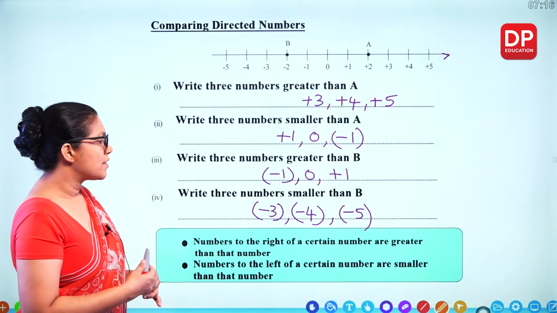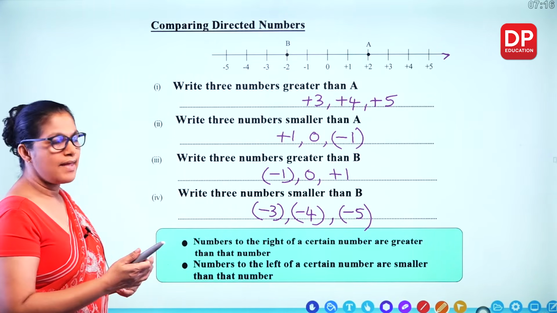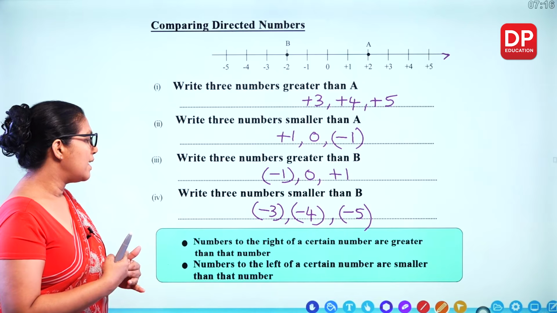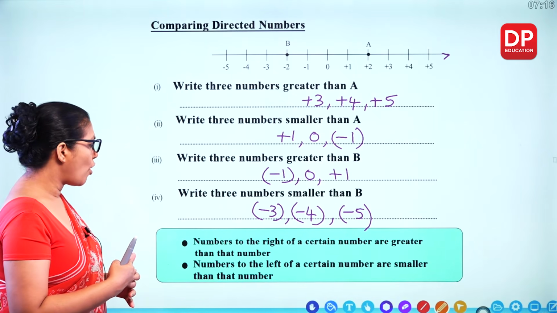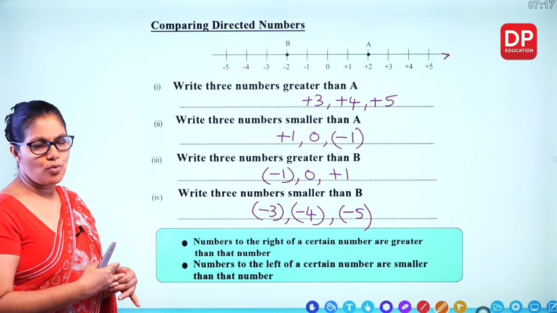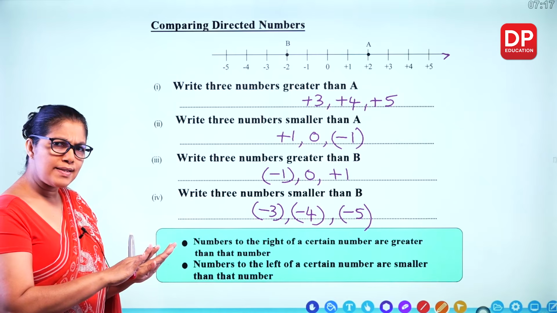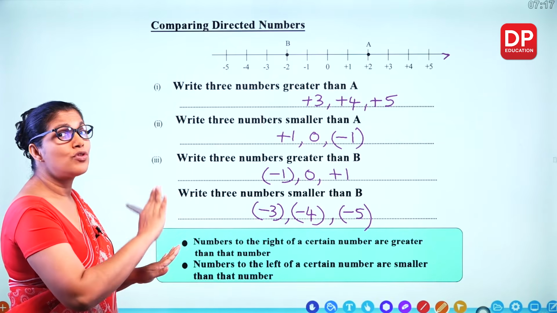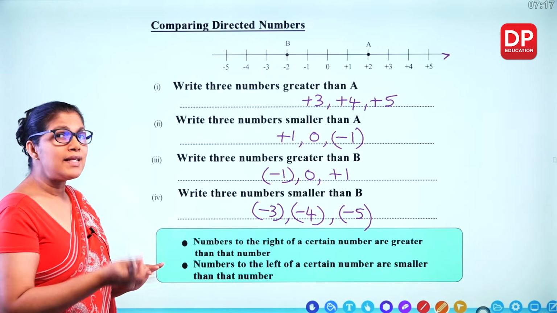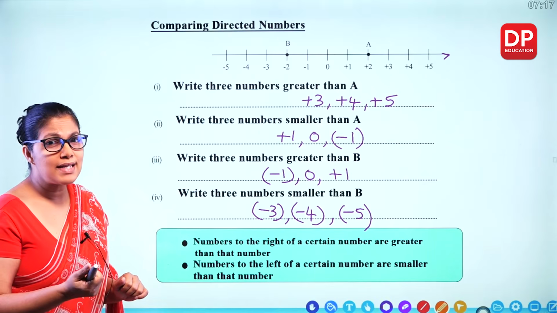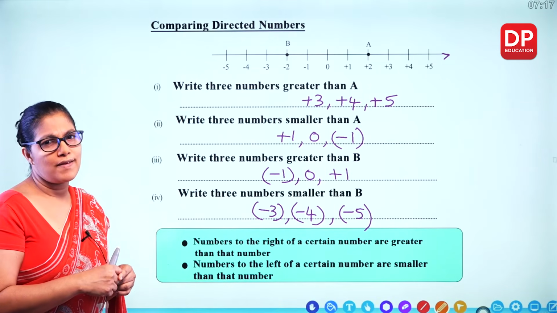Numbers to the right of a certain number are greater than that number. Numbers to the left of a certain number are smaller than that number. So when you compare 2 numbers, see which one is to the right side. The right side number is always greater than the other number.